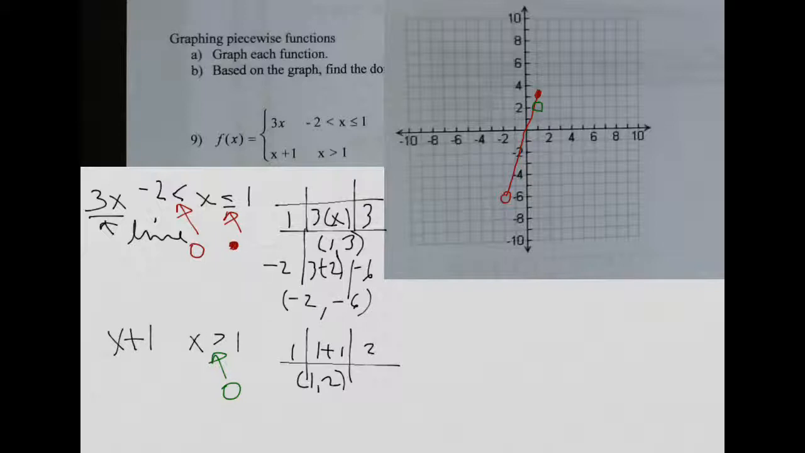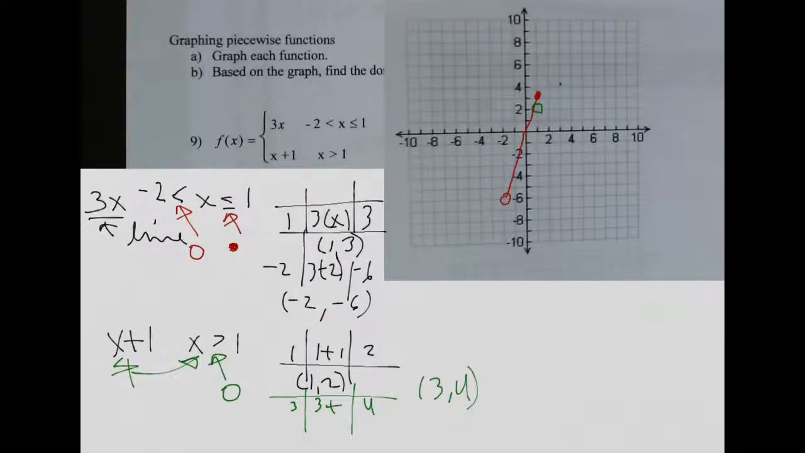Now I need to know the flow of this line here. It's saying all my x's are greater than 1, so let's plug in something else bigger than 1. So let's choose, I don't know, 3. So if I plug in 3 in the equation, I'm going to be getting 4. So I would plot (3, 4). That's just giving me the direction of this line. (3, 4) is about here. I'm not going to really make a big point. I'm just going to go from that open circle through there, so it's going like this. So there is the graph for the second part.